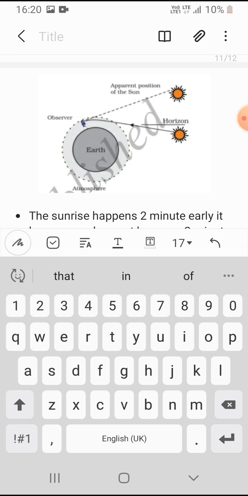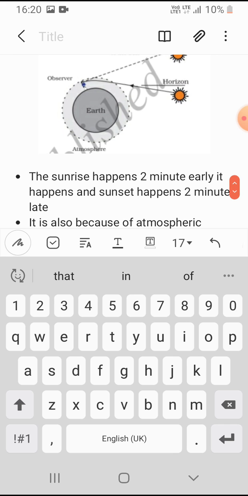But the opposite happens at sunset. The sunray comes straight, but when you see it, the sunray becomes a little bit horizontally bent, like a prism. So when this happens, you feel that it is 2 minutes late because it is a little bit horizontal.